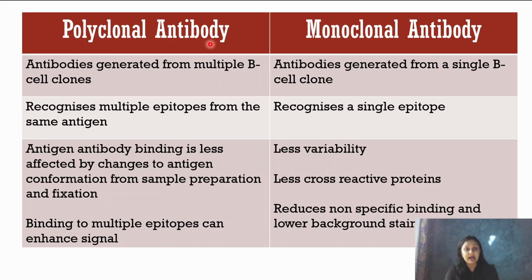So polyclonal antibody refers to antibodies that are generated from multiple, many B cell clones, whereas monoclonal antibodies are generated from a single B cell clone. Now, polyclonal antibody recognizes multiple epitopes from the same antigen, whereas monoclonal only recognizes a single epitope because it is generated from a single B cell clone, right?